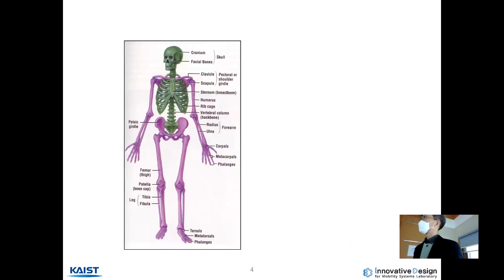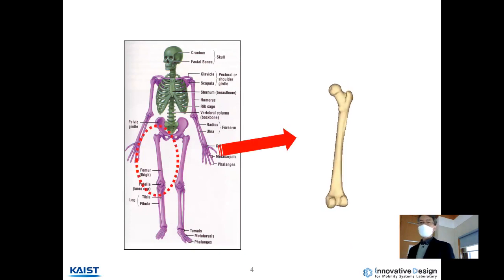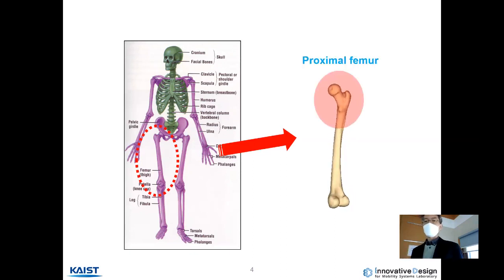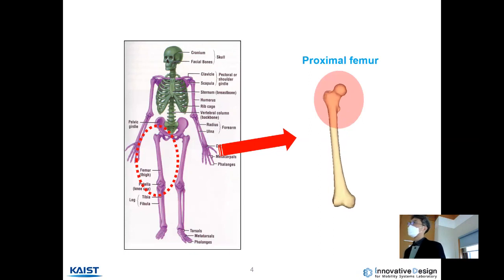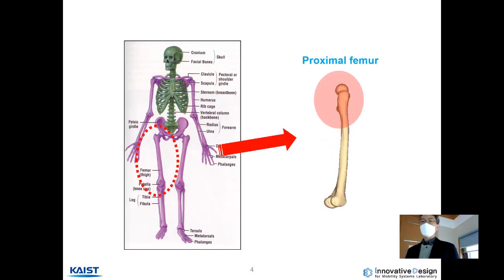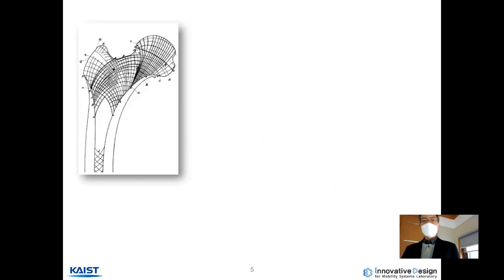The human skeletal system consists of many bones, approximately 206. And today, I will focus on the proximal femur, which is one of the important long bones, which can support heavy self weight, and also it can provide a wide range of motions.